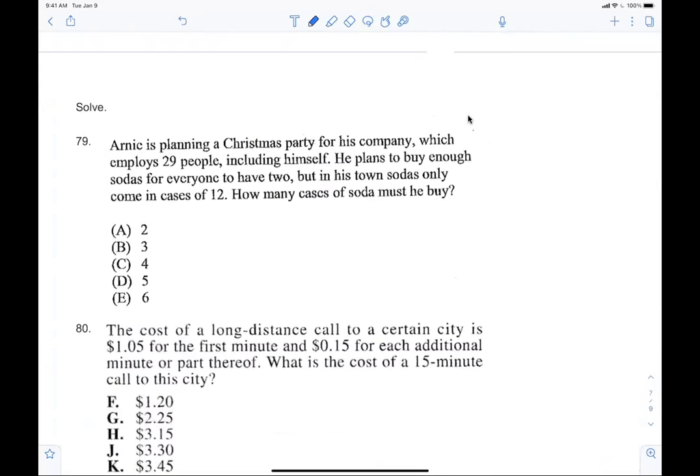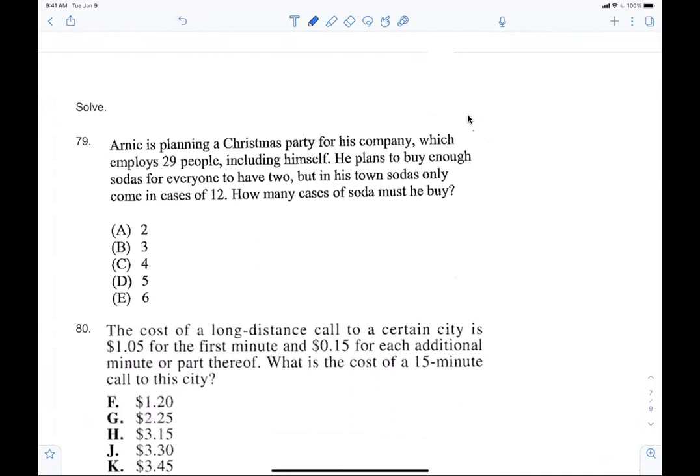Now we have some of the tricky thinking questions. All right. So we're going to start with 79 and go right down the page. Yes. Yeah. You can tell me. Read it to me first. Arnie is planning a Christmas party for his company, which employs 29 people, including himself. He plans to buy enough sodas for everyone to have 2. But in his town, sodas only come in cases of 12. How many cases of soda must he buy?